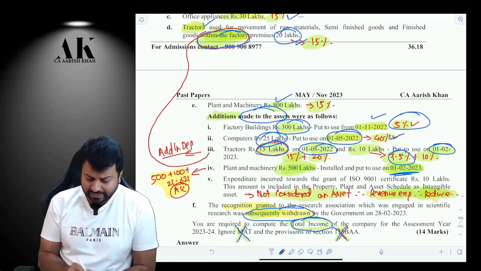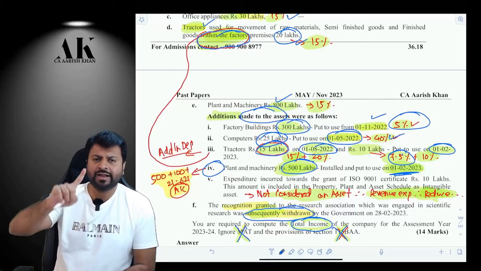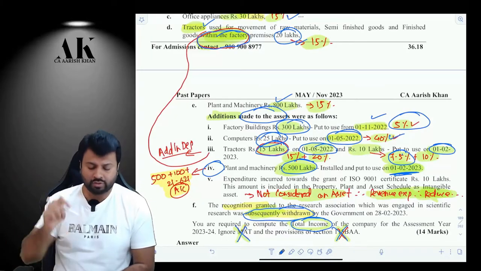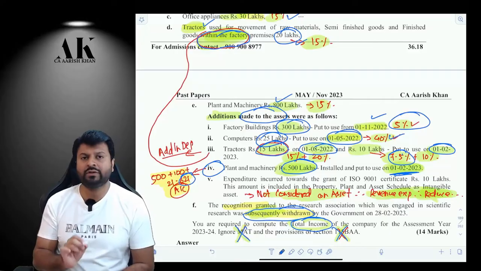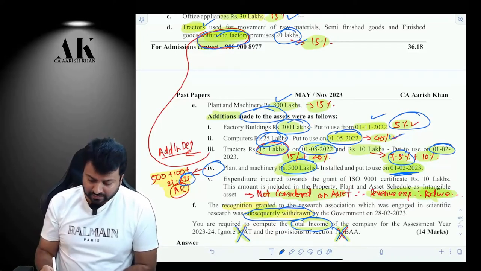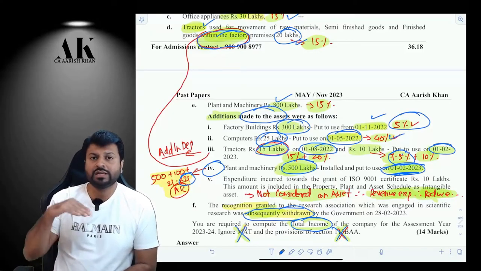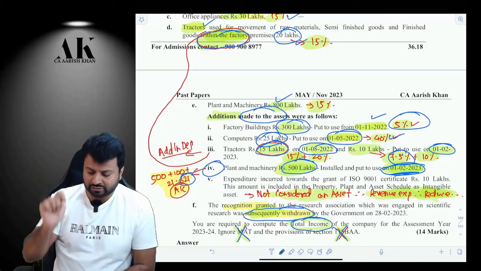Okay. Next, this plant and machinery, 500 lakhs. On that, 100 lakhs installation cost will be added back, and 21 lakhs you have to add back, what? The interest cost. Therefore, the actual cost of this plant and machinery will be 621 lakhs. On this 621 lakhs, you are going to compute what? 7.5%, because it is used for less than 180 days, 7.5% normal depreciation, and 10% additional depreciation will also be allowed on this particular asset.